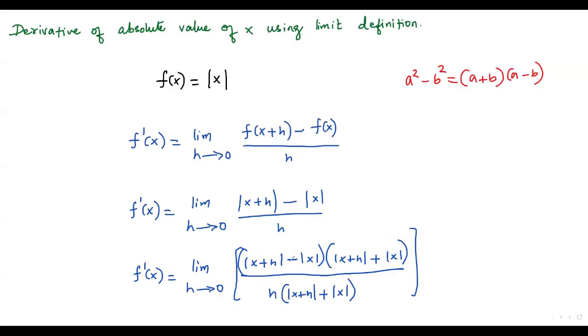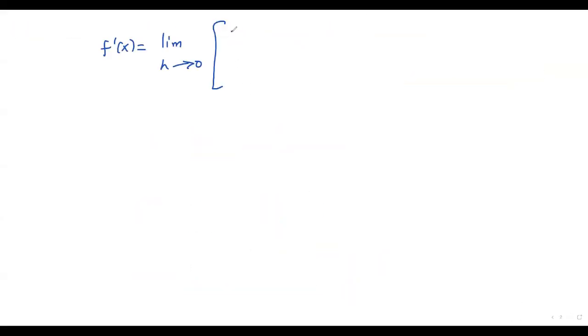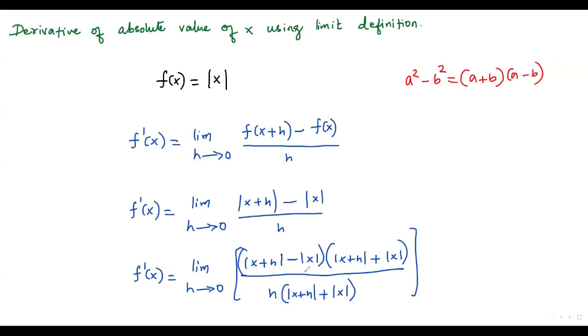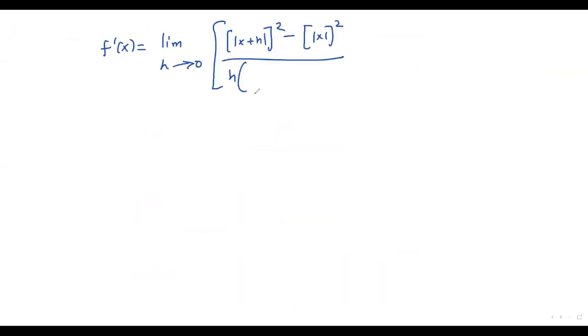So we can write a square minus b square. A square means the absolute value of x plus h, squared, minus the absolute value of x, squared, divided by h times the denominator, which we write as it is: the absolute value of x plus h plus the absolute value of x. Let me close the square bracket. Then we get f prime of x equals the limit as h approaches 0.